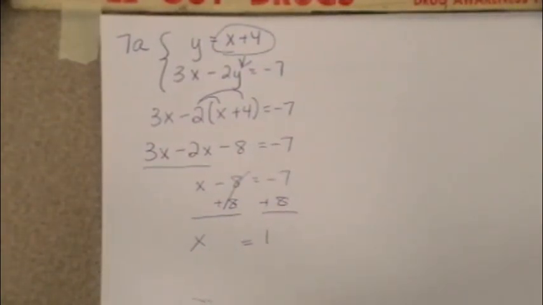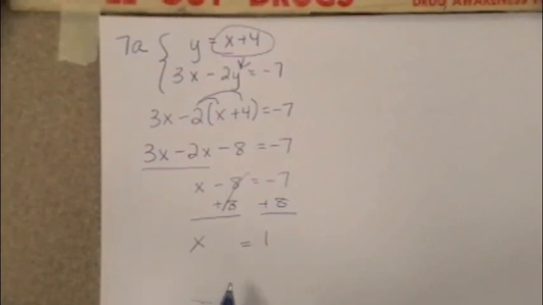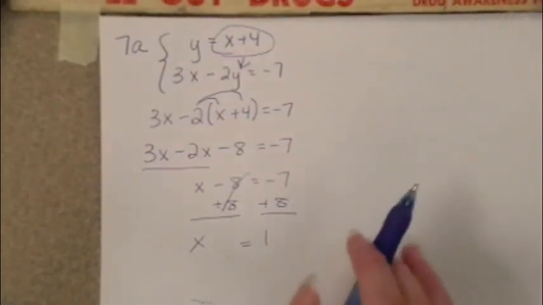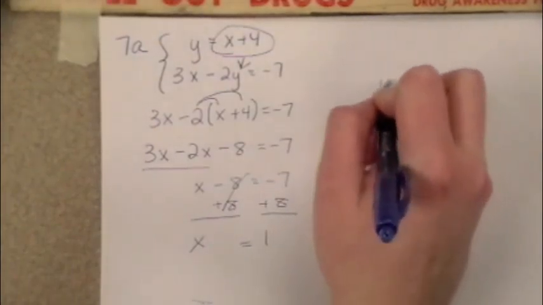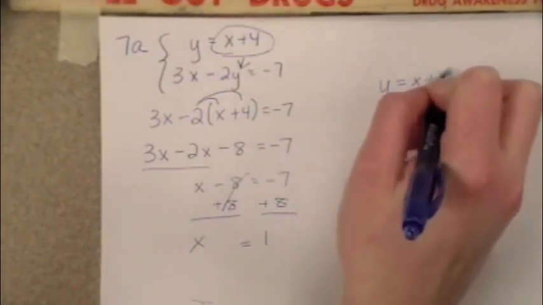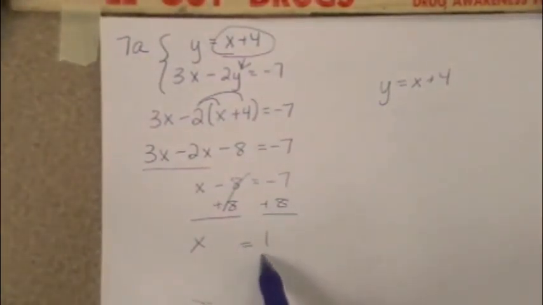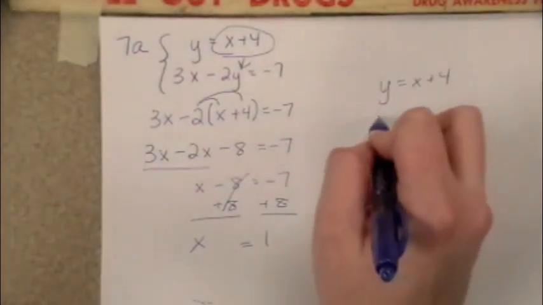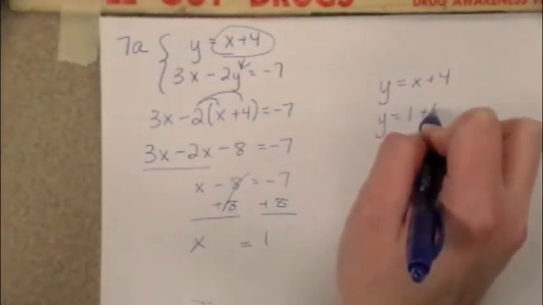So we now have half of our solution. We know what x is. We still need to know what y is though. So we're going to pick either one of the top equations. I'm going to pick the first one, y equals x plus 4. Now we're going to plug in this. So plug in x equals 1. Turns into y equals 1 plus 4.